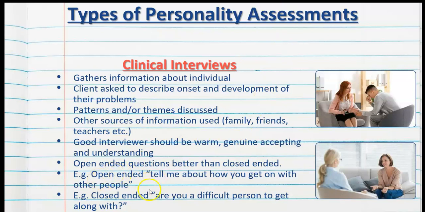So open-ended questions such as, tell me how you get along with other people, is far better than a closed-ended question, which is, are you a difficult person to get along with? The tone of the questions are very different. The closed is very accusing and it doesn't encourage conversation. It's just a yes or no response. Whereas the open-ended, tell me about how you get along with other people, encourages conversation and it's non-judgmental. It's a very neutral way of asking about the subject at hand.